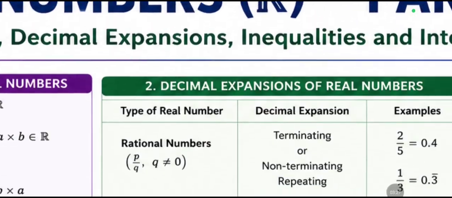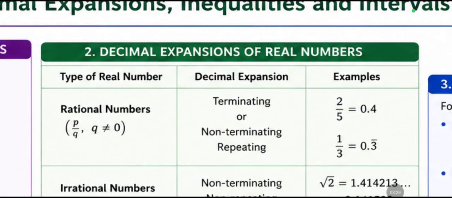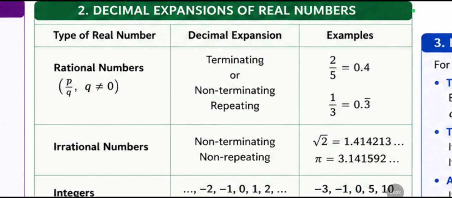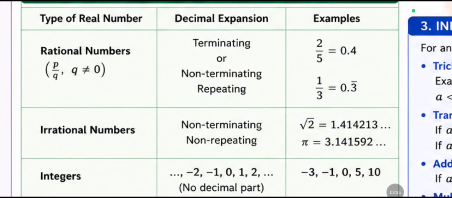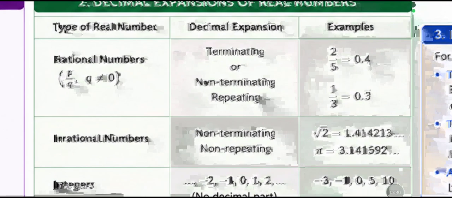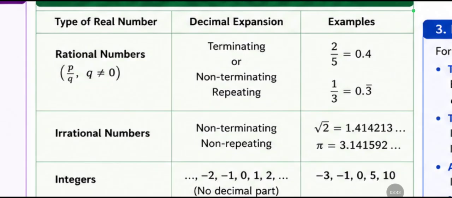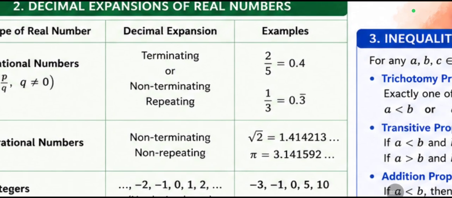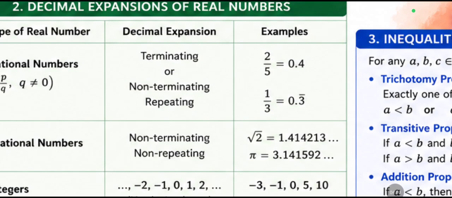Now we are going to discuss the decimal expansions of real numbers. Here have a look, children, the types of real numbers and decimal expansions, and examples are given. Now rational numbers. Rational numbers are in the form p by q where q not equals 0. Already you knew that. Now the decimal expansions are terminating or non-terminating repeating. 2 by 5 equals 0.4, because 2 is divided by 5, the result is 0.4.